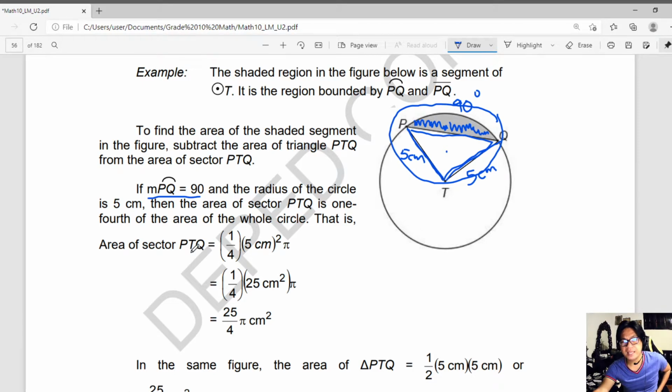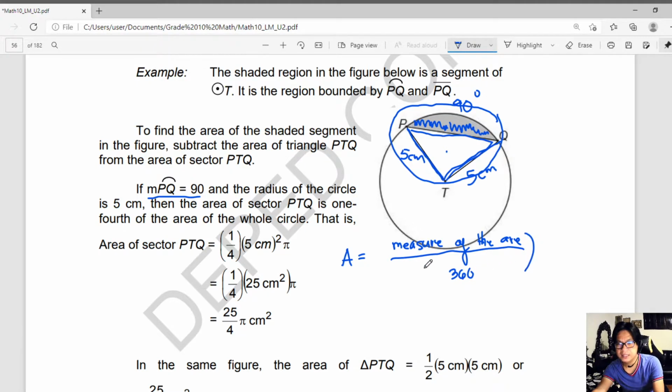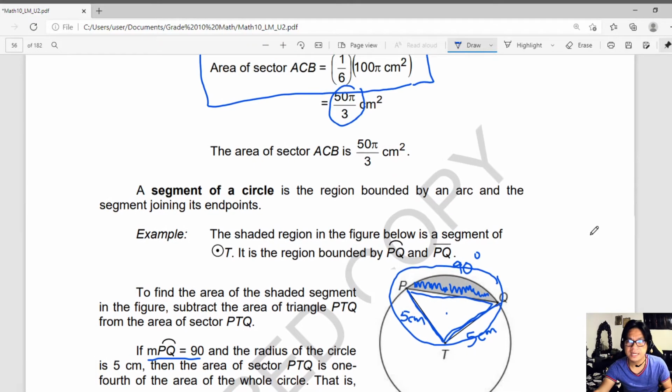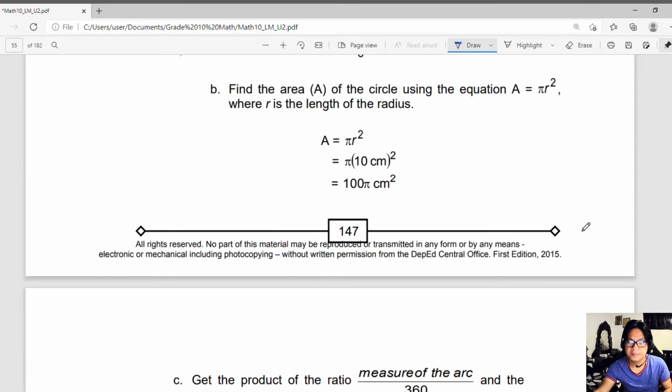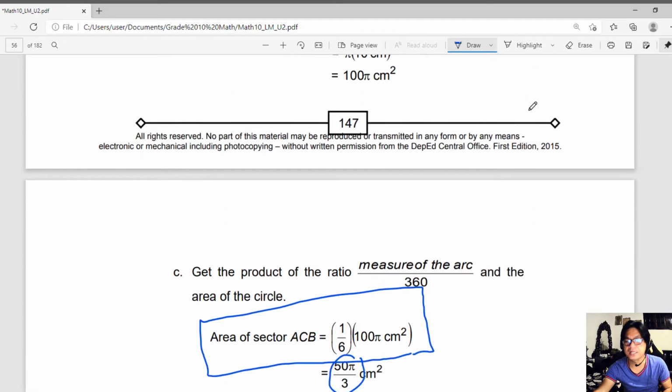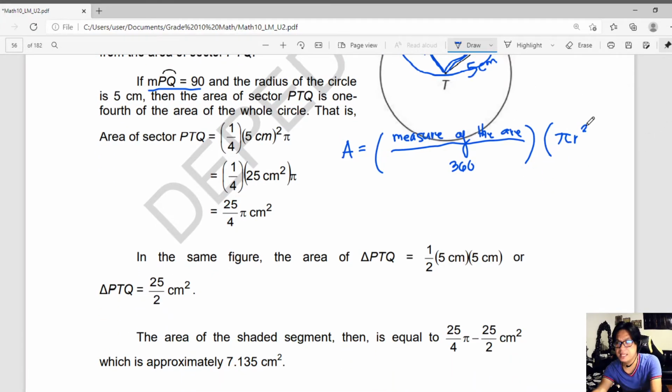So, let's get the area of the sector. The formula we use is: area of a sector is equal to the measure of the arc over 360, multiplied by the area of the circle, which is pi r squared. So that's what we will use.